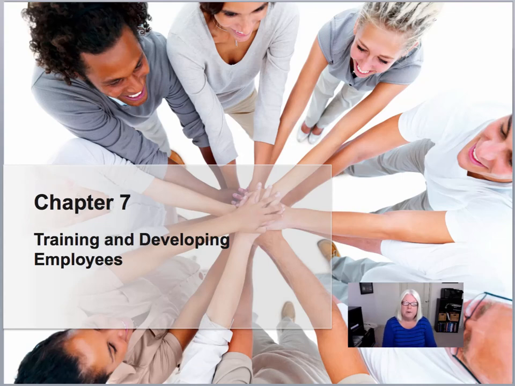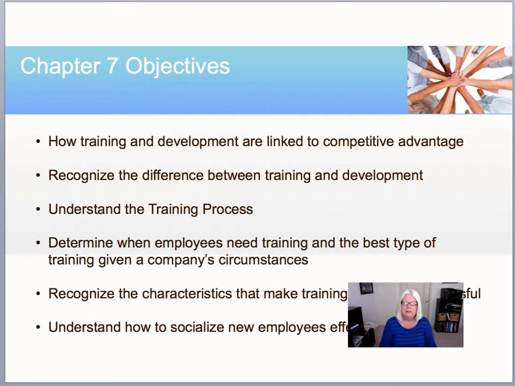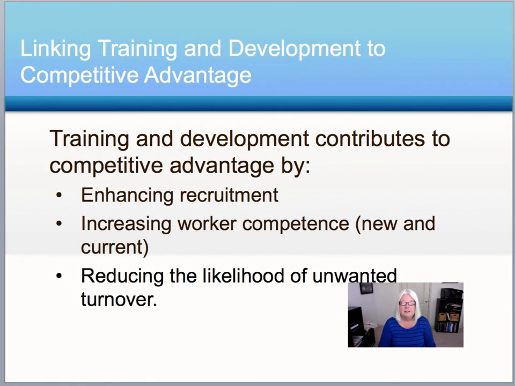In Chapter 7 we're going to talk about training and developing employees. And if you're an EHRD major, you've probably gone over these topics before, so this all should be a review for you. So we're going to talk about how training and development are linked to competitive advantage. Talk about the difference between training and development, the training process, how to make sure training programs are successful. And then we're going to talk about a couple different training programs such as onboarding and diversity training.